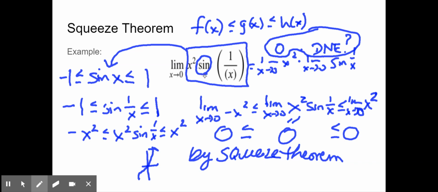So sine and cosine are nice examples of places where you might need the squeeze theorem at some point. But again, you always check the limit first, see what you get. But if you get some disaster like this, yeah, the squeeze theorem may in fact come into play. Okay? All right, that's it for the first day.